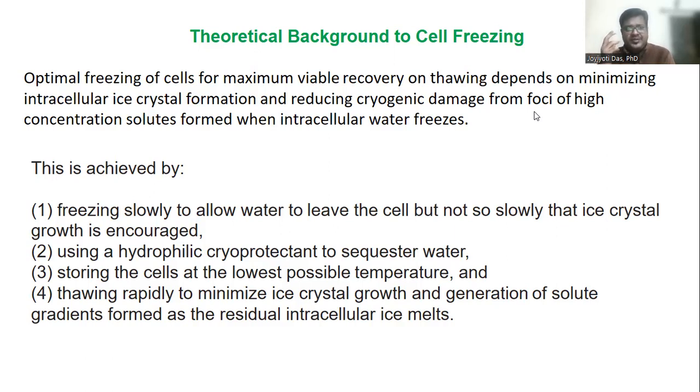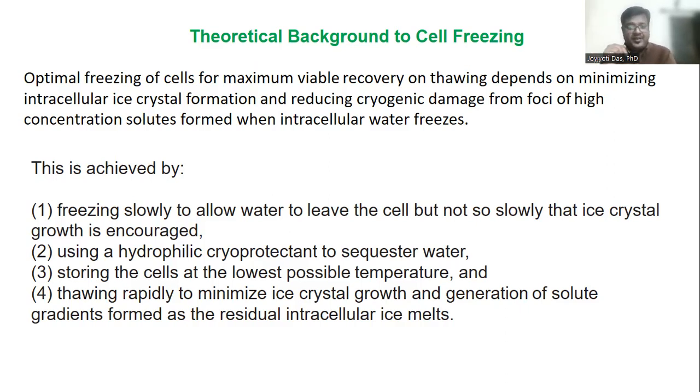So how to achieve cell freezing in an optimal manner? It is achieved by freezing slowly to allow water to leave the cell, but not so slowly that ice crystal growth is encouraged. And to aid this process, you require a hydrophilic cryoprotectant to sequester water. That cryoprotectant is hydrophilic in nature and it can draw water out of the cell while itself entering the cell. Then once you have done this process, you store the cells at the lowest possible temperature, and for that, you are using liquid nitrogen.